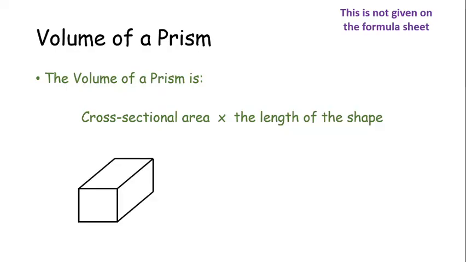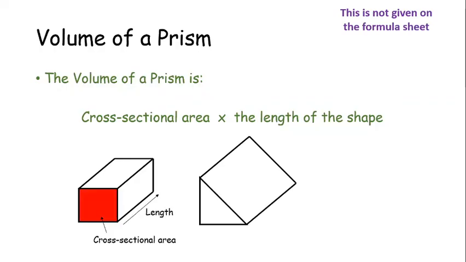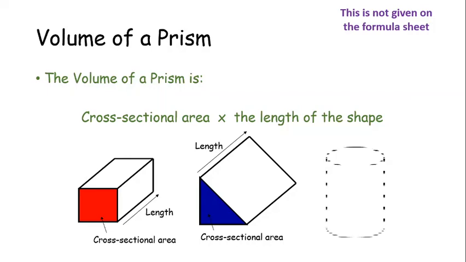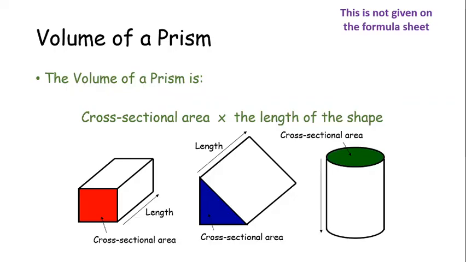Now, if we look at this rectangular prism, there's my cross-section. It's a rectangle. And the length. If we look at this triangular prism, my cross-section is a triangle, and we multiply it by the length. And on my cylinder, my cross-section here is a circle, and we're going to multiply it by the length. That is how you find the volume of any prism. So let's look at a few examples.